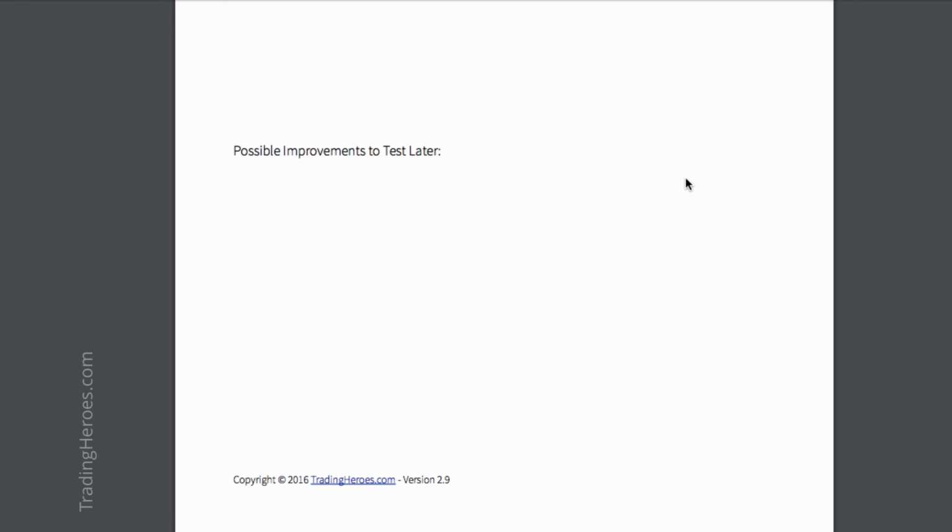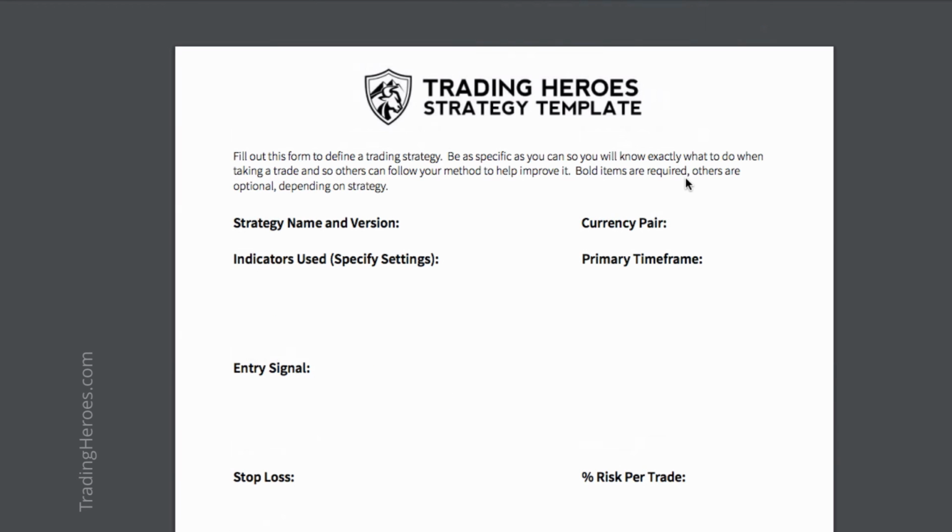So this worksheet is really handy. I really like it a lot. I use it, and I hope it helps you too.